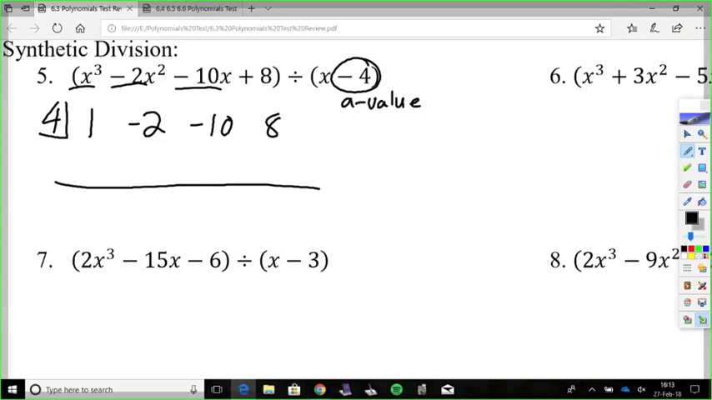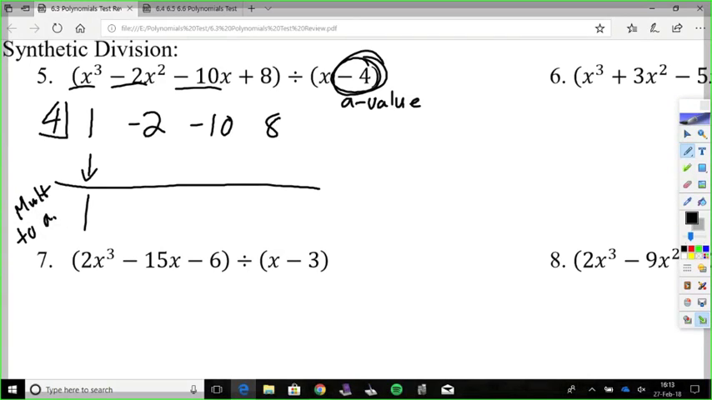All right, so now that's just a setup. You have your a value, it's opposite from this guy here. Then you have your coefficients from your polynomial. So when you work it out, you always bring the first term down. That doesn't change. So that 1, bring it down, it stays as 1.